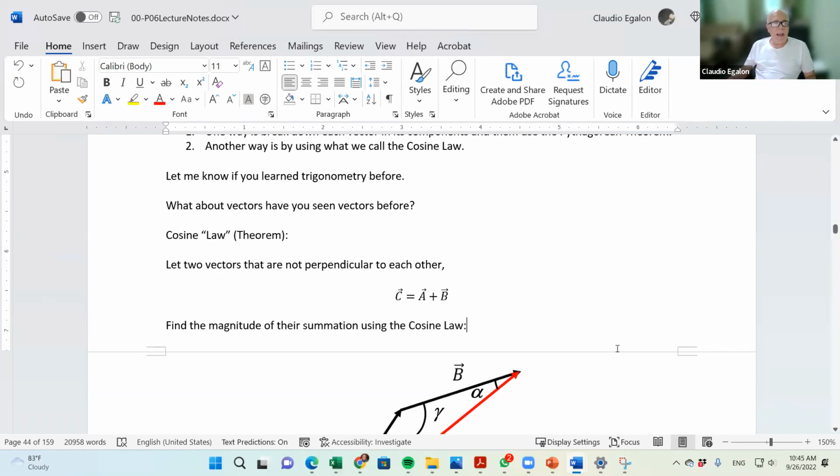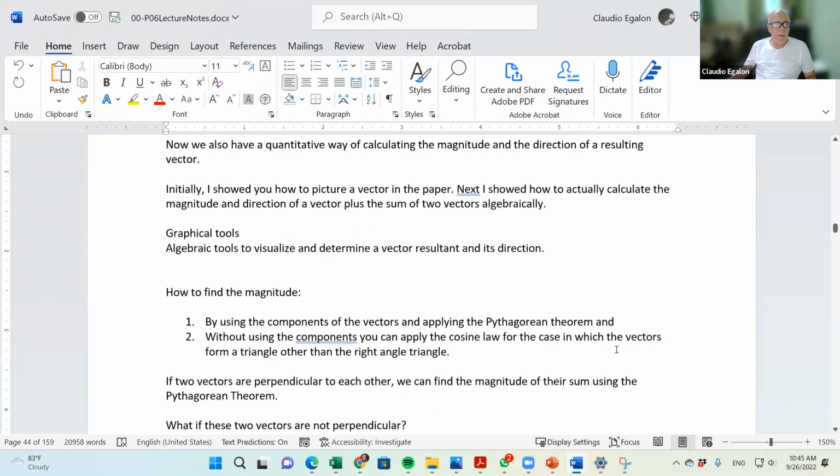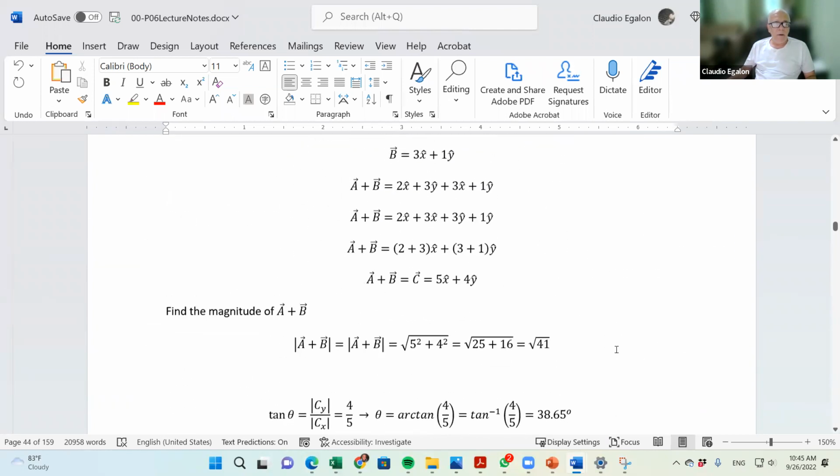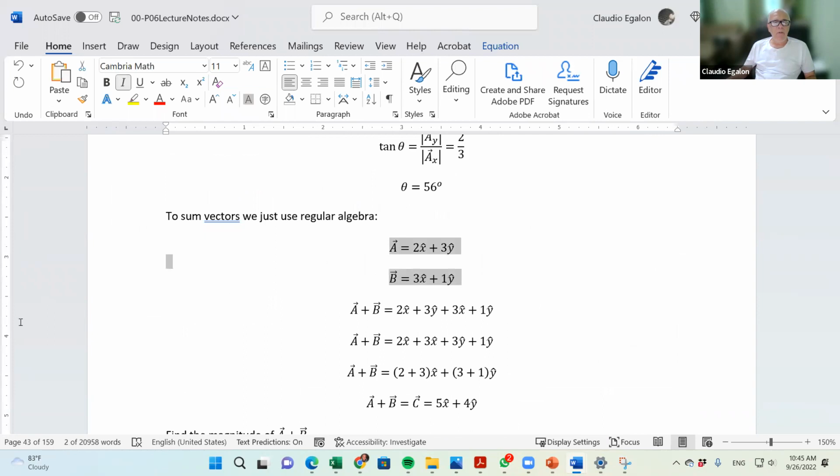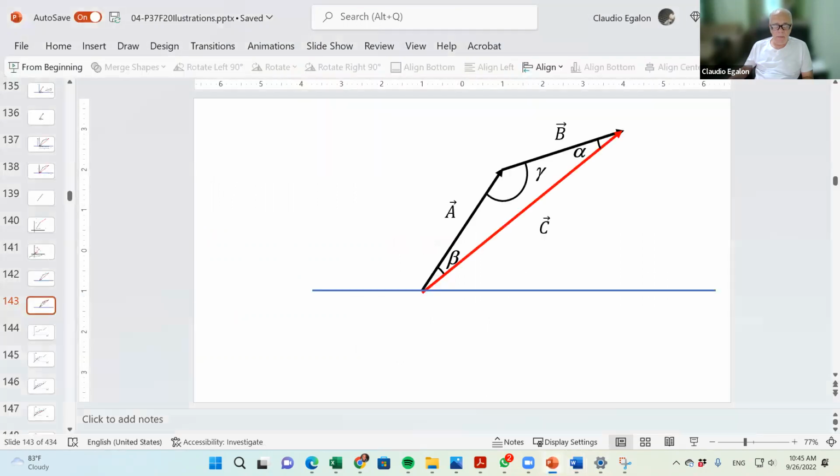Okay, so let's apply the cosine law now to that same problem that we did before. So here we go. A and B, right? I'm going to illustrate those two vectors, A and B. A is what? 2x plus 3y, yeah? That's what we have here. It looks like 2x in this direction, right? And 3y in this direction.